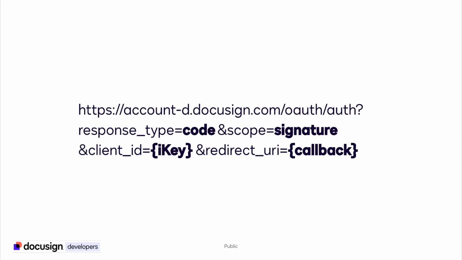The client ID parameter is your app's integration key. This lets DocuSign know which application the user is granting permissions to. The redirect URI is the redirect URI you added for your callback URL when you created the app. Make sure that this exactly matches the redirect URI you registered, or this request will return an error.